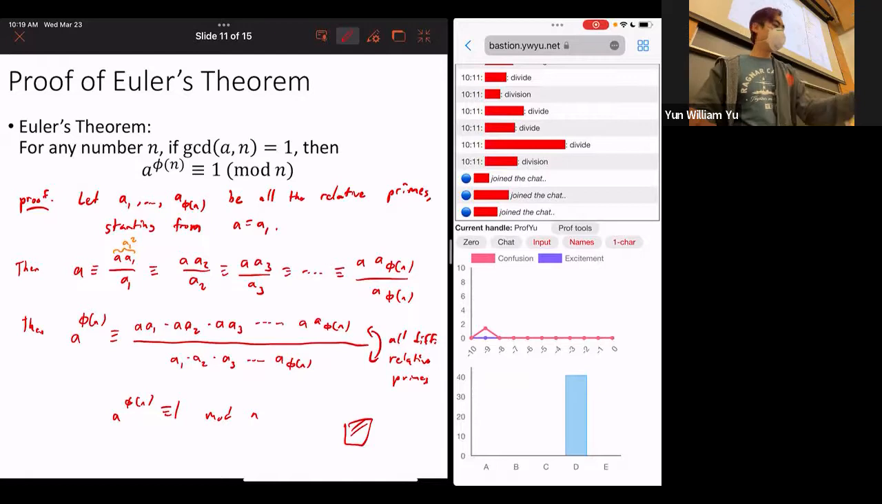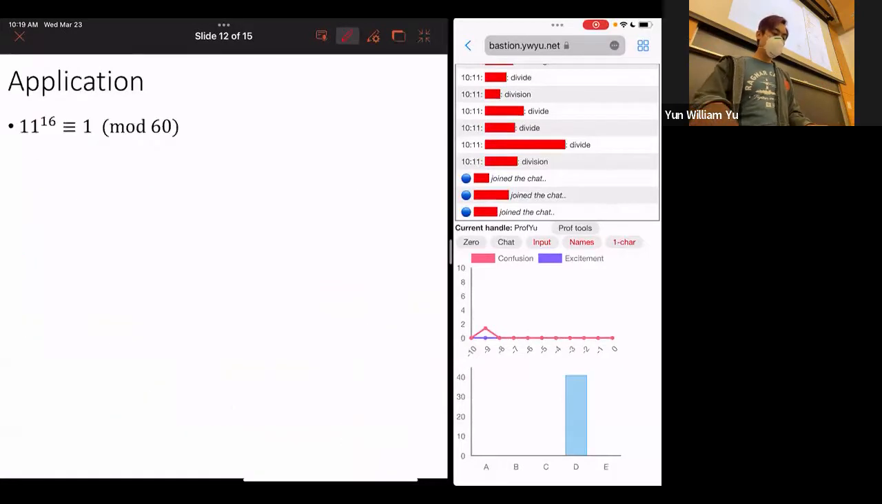But now we have that, we can apply this. And this turns out to be quite helpful in the same way that Fermat's little theorem is helpful. So for example, if I wanted to compute 11 to the 16, and I want to claim that this is congruent to 1, well, how do I solve this? Well, do a prime factorization of 60.